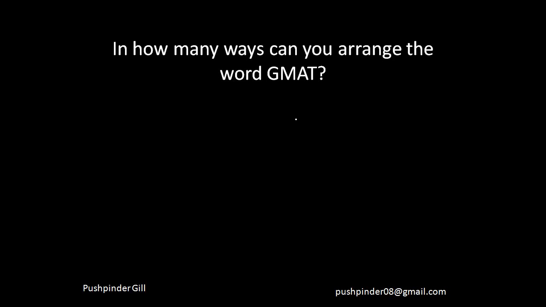In how many ways can you arrange the word GMAT? As you can see, there are 4 objects which you want to arrange, which can be pretty easily arranged in 4 factorial ways. One of the arrangements would be GMAT, another would be GTAM. Like this, there can be 4 factorial arrangements, because we established in our previous video that n things can be arranged in n factorial ways. So the word GMAT can be arranged in 4 factorial ways.